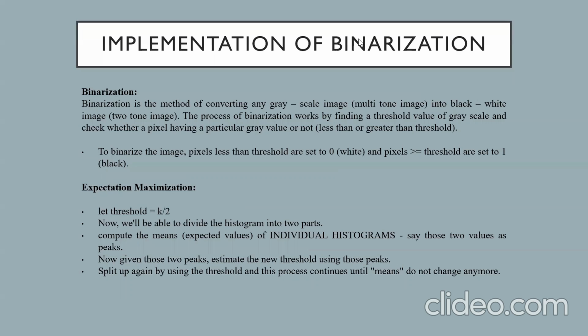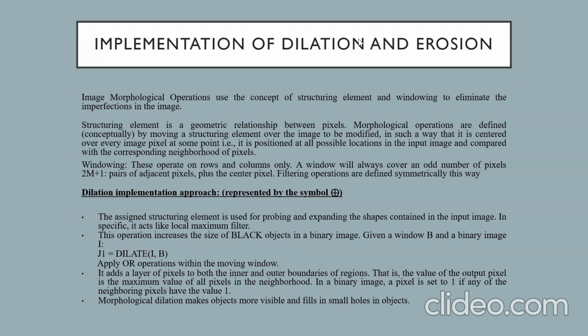Let's consider the threshold equal to k by 2. Now we divide the histogram into two parts and compute the means of each part, taking those two values as peaks. Given those two peaks, we estimate the new threshold using them. We split again using the new threshold, and this process continues until the mean does not change anymore. So using this algorithm, we are going to do the binarization operation.